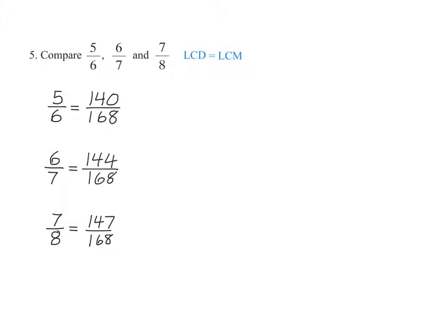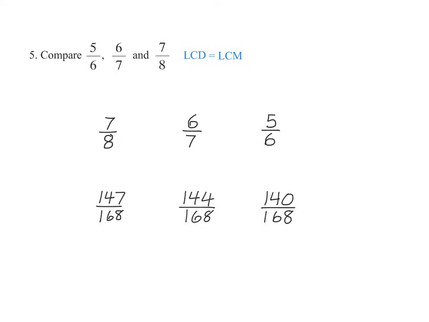And since 5/6 is equivalent to 140/168, and 6/7 is equivalent to 144/168, and 7/8 is equivalent to 147/168, comparing 5/6, 6/7, and 7/8 is the same as comparing 140/168, 144/168, and 147/168.